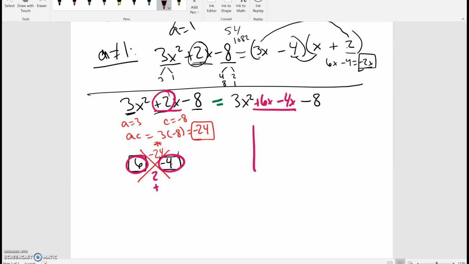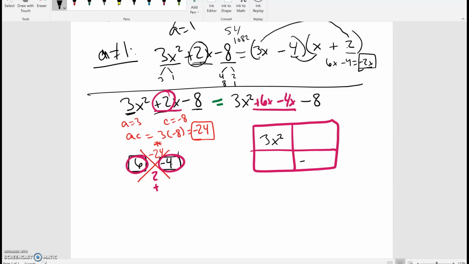The way that I'm going to do this, I usually draw a little box. On the corners, I'm going to have the 3x squared, and over here I'm going to have the negative 8. And on the other ones, it's going to be the terms that I just figured out, these two. So there I'm going to write this 6x, and here I'm going to have the negative 4x. So don't forget about your x's here. Don't forget about x, or y, if you have a y there. Okay, and the way that we want to do it is that we're going to try to factor this out.